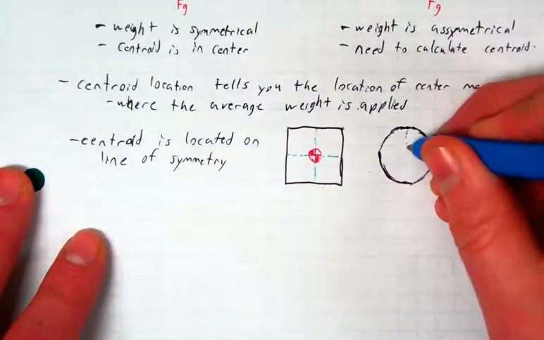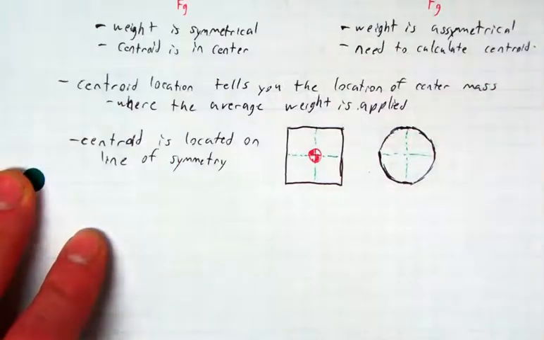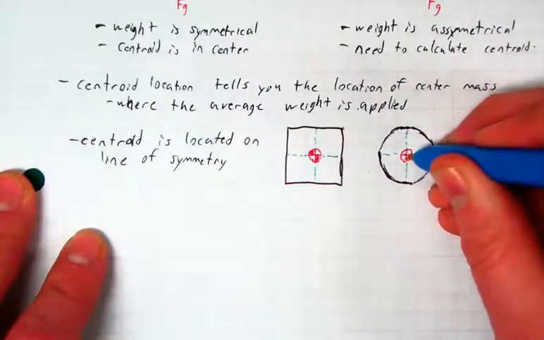And then we can draw our intersecting lines of symmetry. And of course, the centroid will be located at the intersection of those two lines of symmetry.